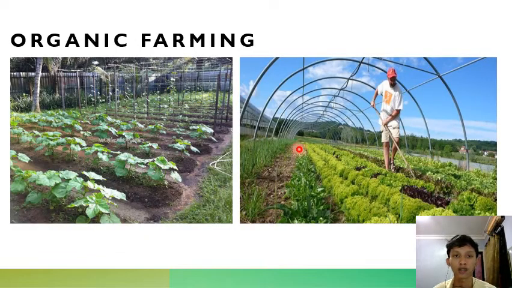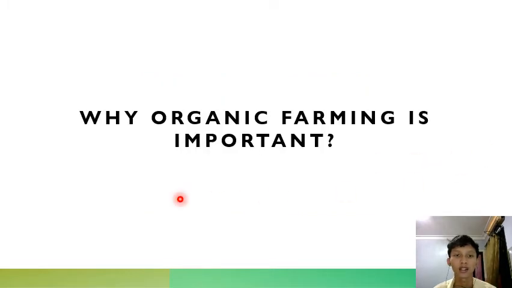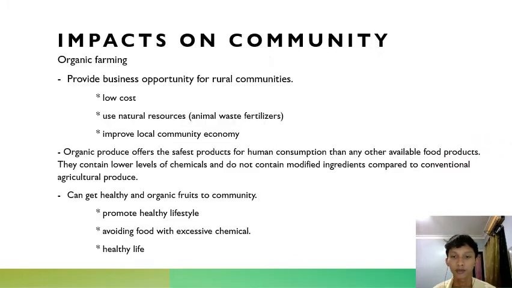This is the type of organic farming. This is the conventional farming, in which the farmers wear PPE and spray chemical pesticides on the vegetables. Okay, why is organic farming important for us, for the biodiversity and for the community?